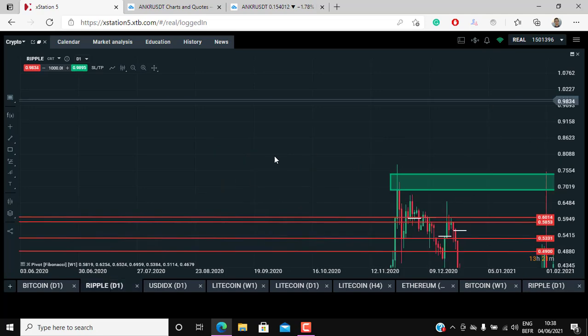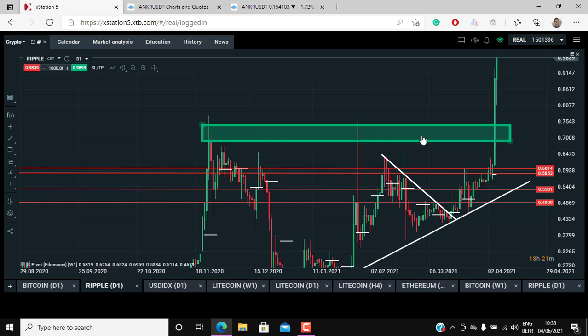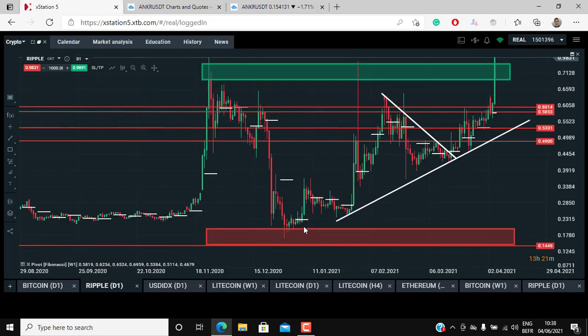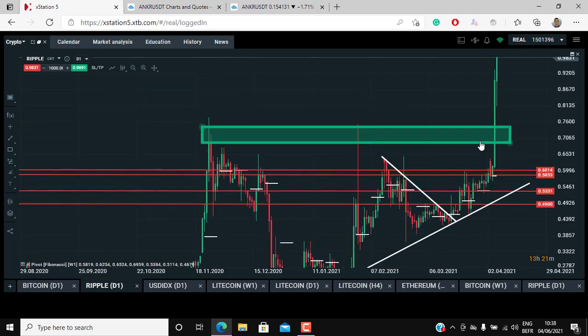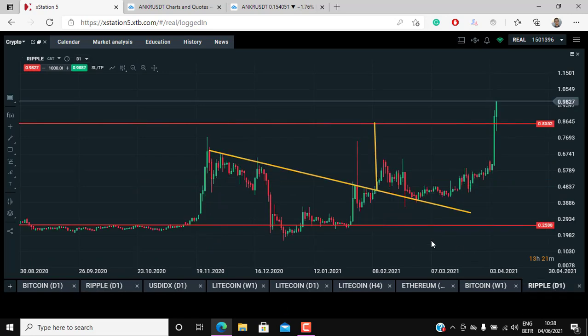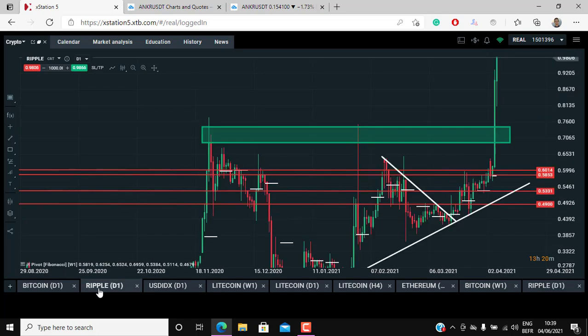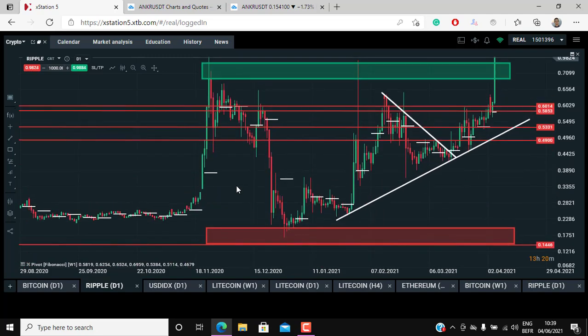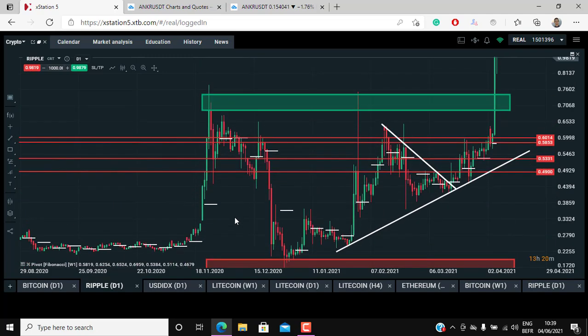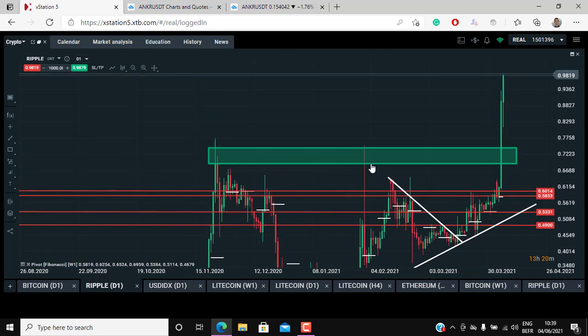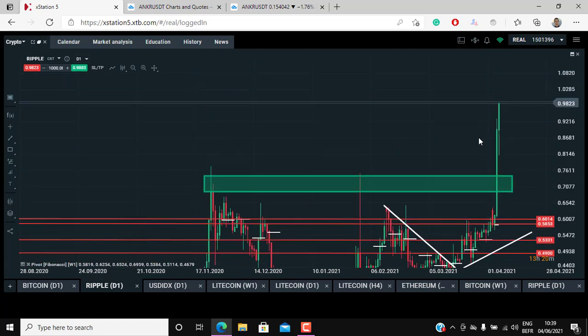If we go here, we talked about this area of resistance where we were creating, first of all, an ascending triangle. We were creating a reversed head and shoulders, which we did backtest, and then we moved up. We also created a cup and a handle. And we created so many patterns that were pointing to the upside. And we said that this resistance is the ultimate resistance. If we do break it, we can go parabolic.